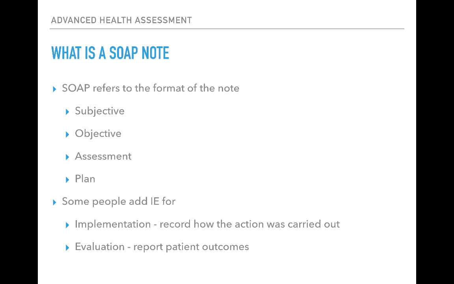So what exactly is a SOAP note? A SOAP note basically is documentation that's divided into 4 sections: the subjective, objective, assessment, and plan. Some people like to make something we refer to as a SOAPIE, which adds IE. And the I is implementation, so you record how the action was carried out. And the E is evaluation, so you report the patient's outcomes.